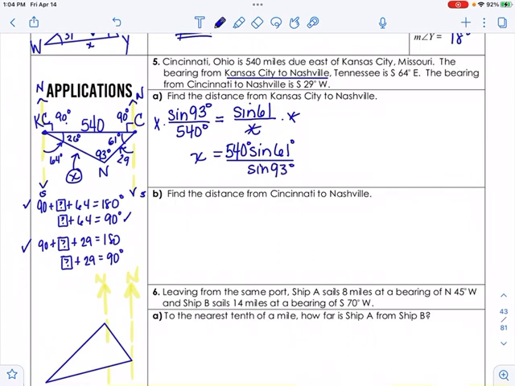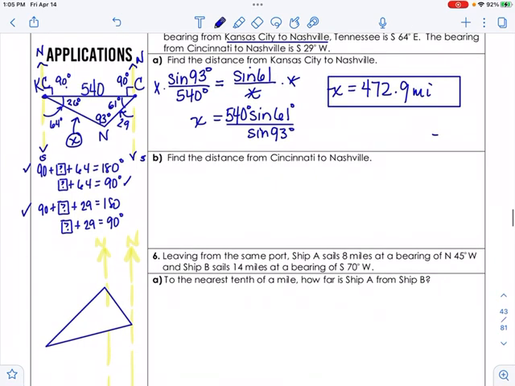So remember, you have to watch out with your parentheses when you do this. You should get x is equal to 472.9, and that's in miles, okay? There you have it. There you go, all right? There's the answer to that one.